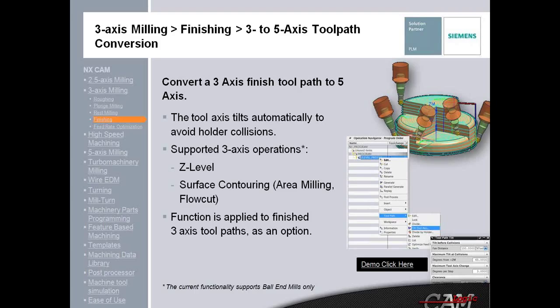But in an area where there is a collision detected, it will automatically adjust the tool path to tilt. And a quick demonstration here will show how this works.